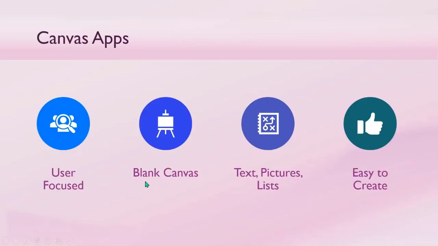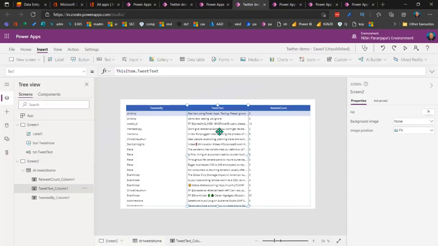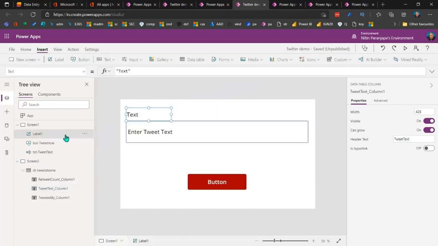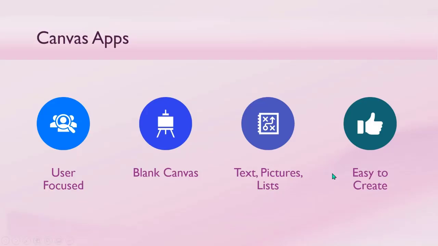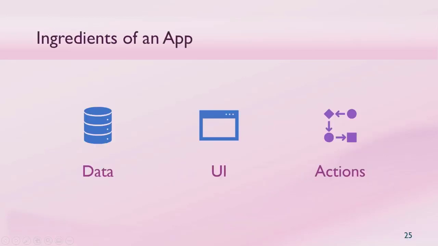So what we just did is a Canvas app. It's user focused. You have full control over whatever you want to do in the app. As we have seen, every small little component of every control is fully manageable and customizable. You start with a blank canvas, text, picture, list, easy to create. Now in an app, just to look at broadly, we have data. In this case, the data came from Twitter. Now we'll see another example. Then user interface, the button and text box, and then actions. We just saw all this in action.